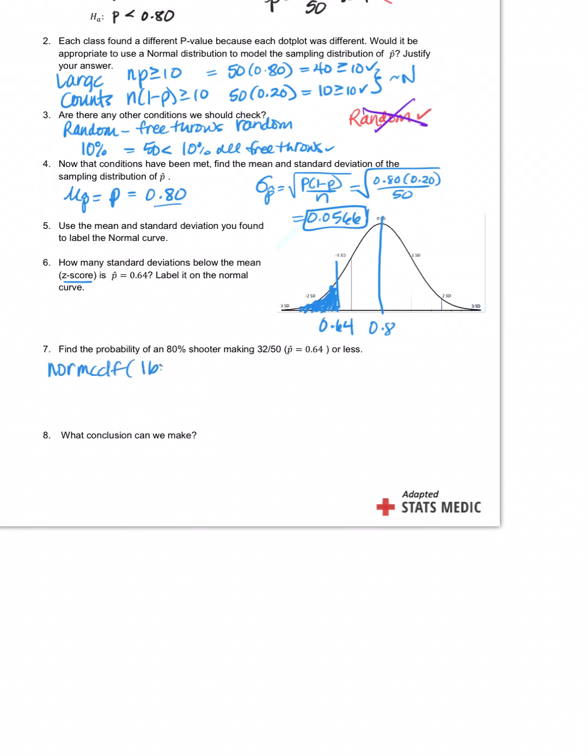What would the lower boundary be? Negative big number, right? Upper boundary? 0.64. The mean? 0.8. And the standard deviation? 0.0566, what we calculated, right? Okay, now, when I put that in my calculator, I get an area of 0.0024.